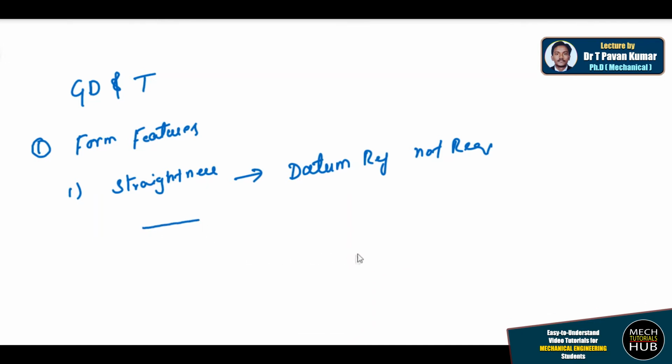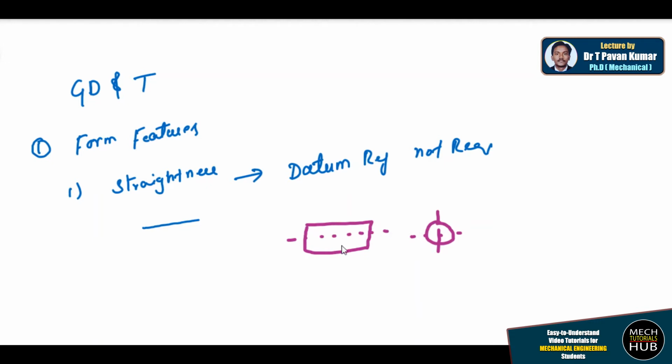Now, for example, there is a component, and I'll try to draw the views of the component in green color. Wait a minute, let me change the thickness or the color. Let us imagine that this is the front view and this is the side view of a component.